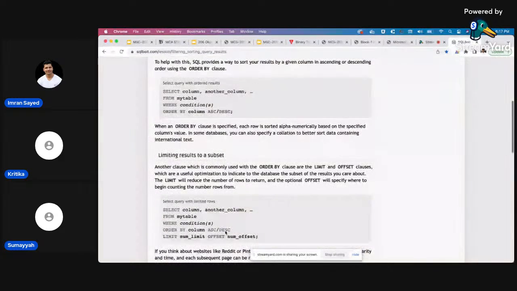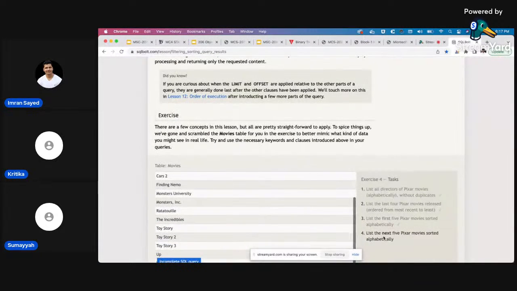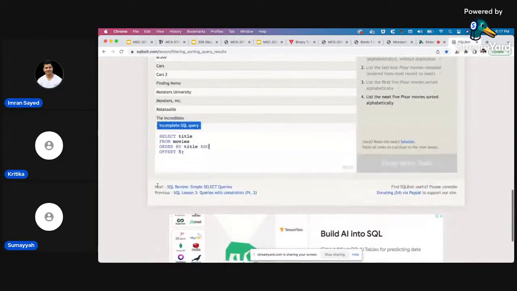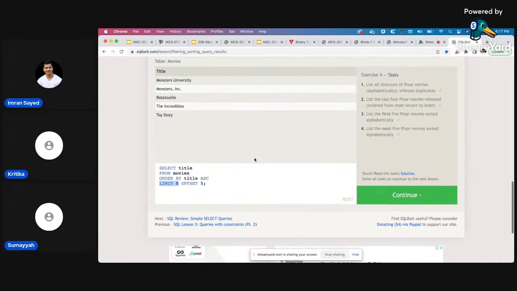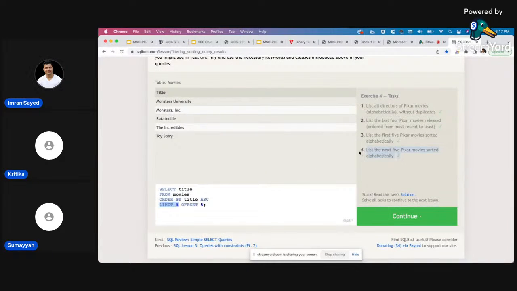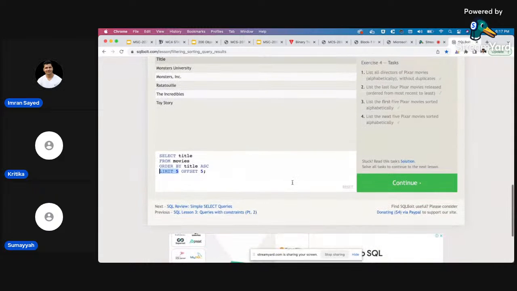Offset. Oh, you want next five, so we have to put a limit there. It doesn't want all. Okay, see, now it works. So this is going to start from the fifth one. You want next five, so give me another five, so limit five. If I don't put this limit, it's saying incomplete query. It's not matching what's required in the question. So that's how it works. Any questions on this one?